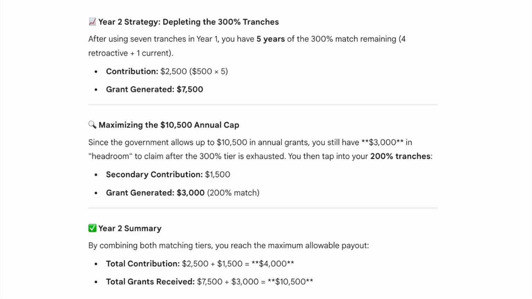In year 2, since you used up 7 of the 11 tranches, you now are left with 4 years of retroactive tranches, plus 1 for the new current year. So in year 2, the total of available 300% $500 tranches is 5. This means that you can contribute 5 times $500 for a total of $2,500. This will use your remaining 300% grants, and your $2,500 contribution will generate grants worth 3 times that, for a value of $7,500.